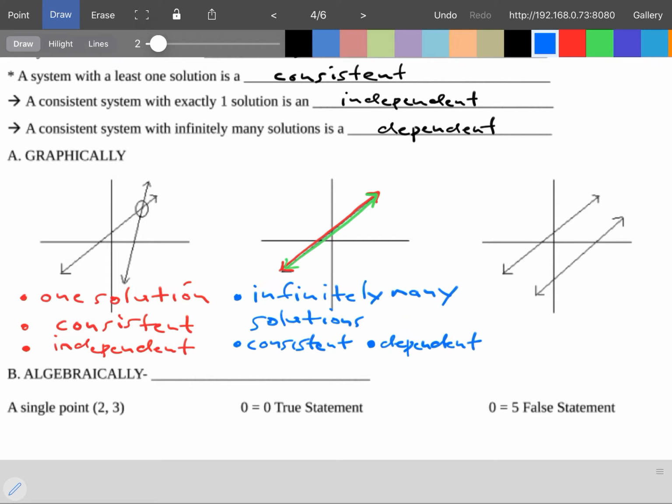Now the last case, graphically, you guys can see that the lines are parallel, right? That means they have the same slope. They have different y-intercepts, but the same slope, so they're parallel, which means they don't touch each other at all. So if the lines don't hit each other, then there's no solution. So the last one here is no solution, and if there's no solution, then that's called inconsistent.